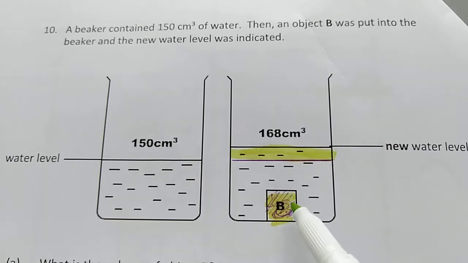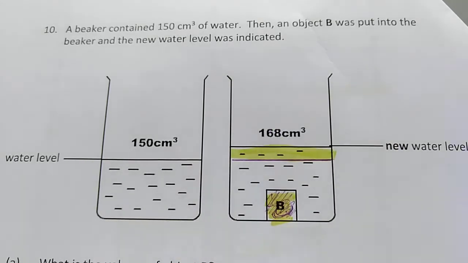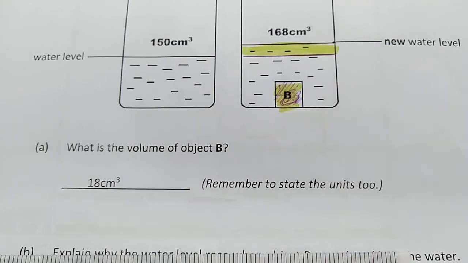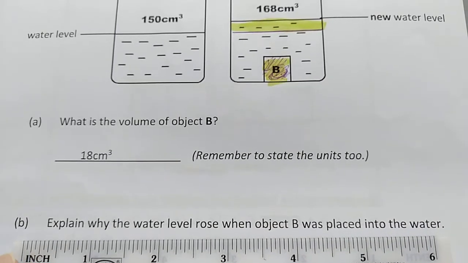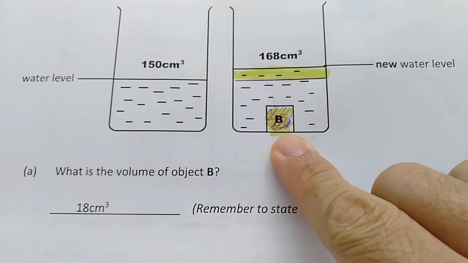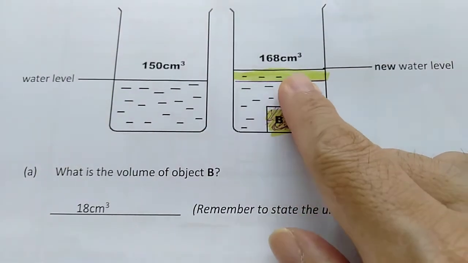So how to find the volume of the solid? Just subtract these two to get the answer. Alright, and you must state the units. No units, you will lose marks because it can be 18 kg, 18 cucumber, 18 monkeys, not 18 whatever, right? You must tell us the units. Explain why the water level rose when object B was placed inside. Remember the part about it occupying space and displacing the water.